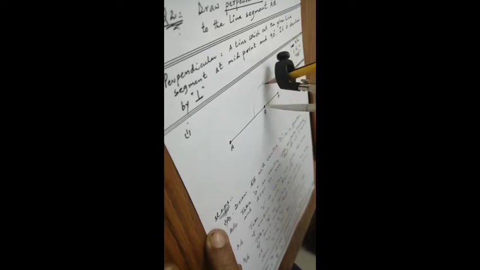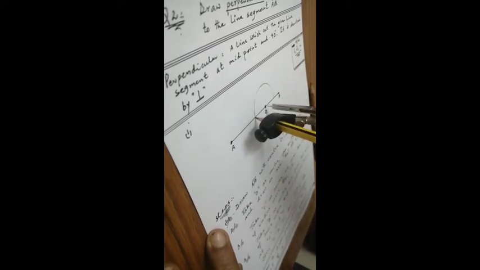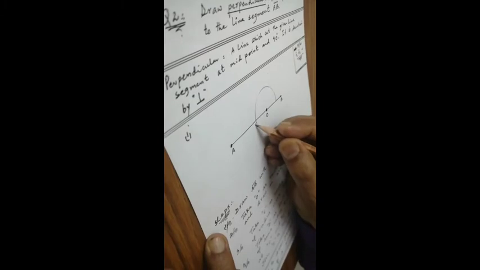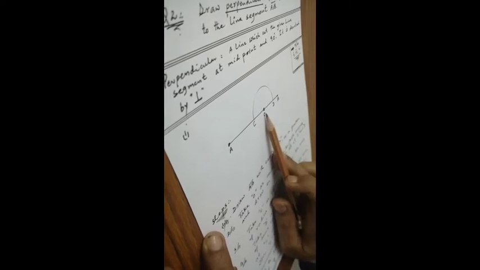Having the center O, draw the arc that will cut the AB line at the points C and D. Draw the arc at the center O on the line segment AB that will cut the AB line segment at the points C and D.